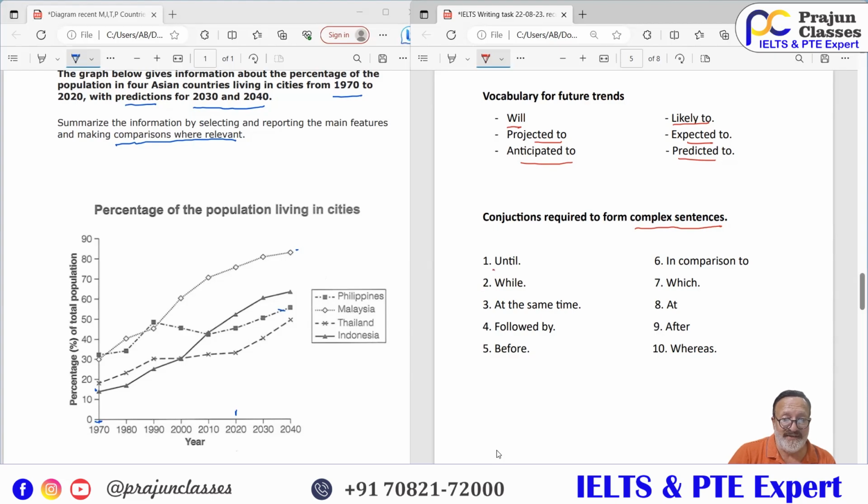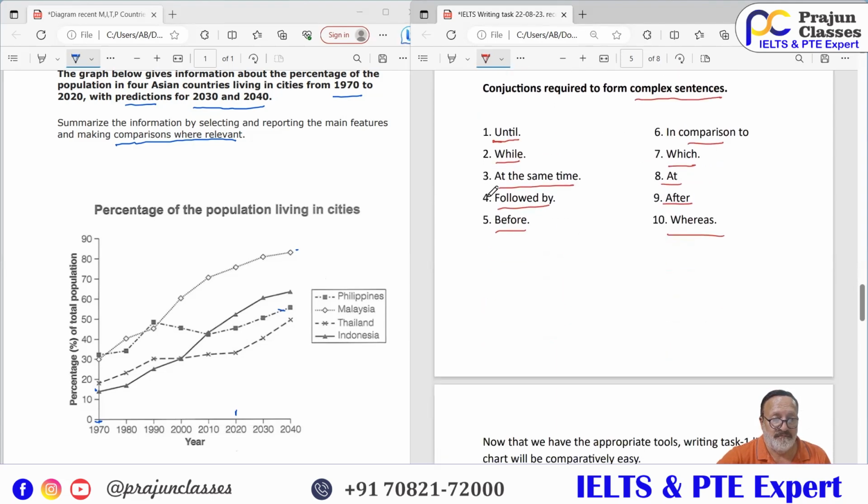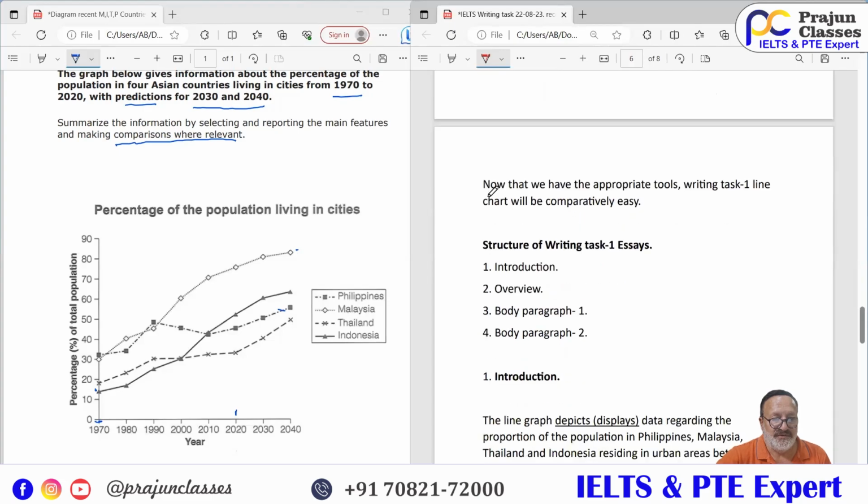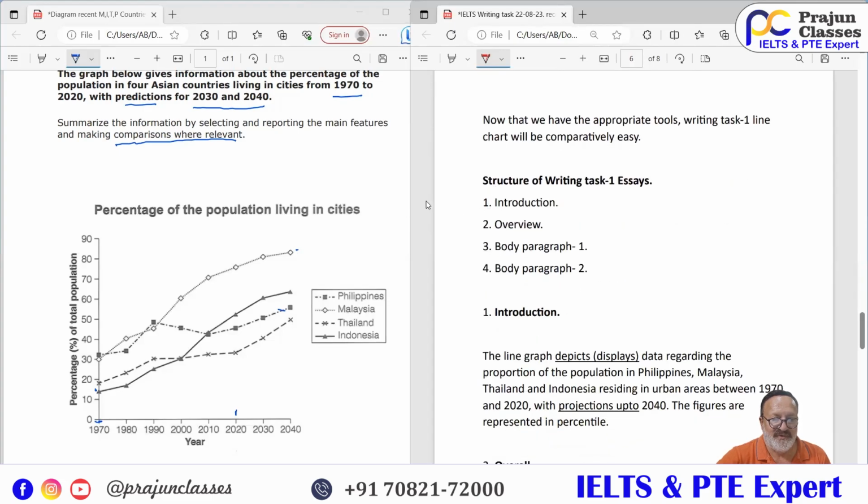I'll tell you how we can write them in this writing task, which I'll come up with after this. While, at the same time, followed by, before, in comparison to, which, at, after, whereas. So there are 10 conjunctions, maybe more, but if you can use 4 or 5 in any task of writing, this should suffice. It will give you good marks in your 4th parameter, and that is grammatical range and accuracy.